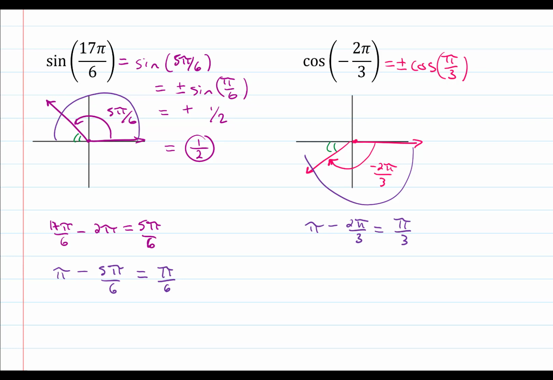So now I'm going to evaluate cosine of pi over 3 and determine the sign based on the fact that the terminal side of negative 2 pi over 3 is in quadrant number 3. So let's start with evaluating cosine of pi over 3. What I know is that cosine of pi over 3 is equal to 1/2. Now I need to figure out the sign. Because the terminal side is in quadrant number 3, and the cosine of any angle in quadrant number 3 is going to be a negative ratio, that means my answer should be negative 1/2.